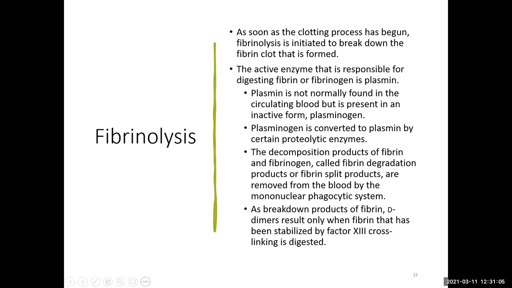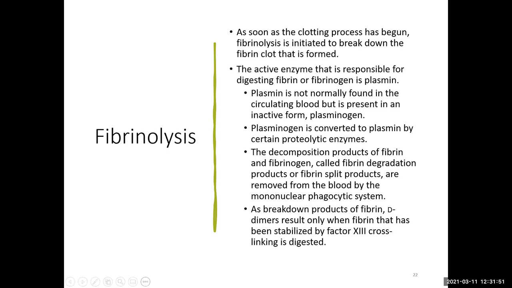Fibrinolysis is the breakdown of that clot, and as soon as the clotting process has begun, fibrinolysis is initiated to break down the fibrin clot that was formed. The active enzyme that is responsible for digesting the fibrin or fibrinogen is plasmin. Plasmin is not normally found circulating in the blood, but it is present in an inactivated form, which is plasminogen. Once that plasminogen is activated, it turns into an enzyme that will start breaking down that process.